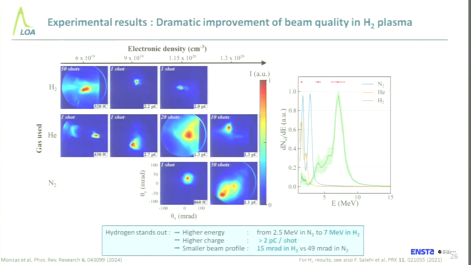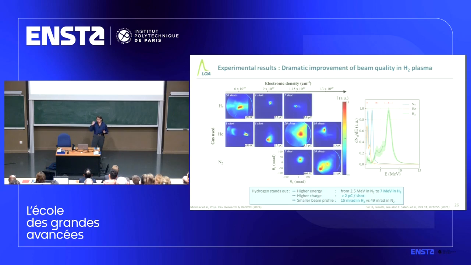So we did the experiments. Here are the results. So you have on the left the beam profiles of electrons accelerated with different gases. So the first line is for hydrogen, the second for helium, and the last one for nitrogen. And we also tested different configurations with different electronic densities. So at first sight, what you see is that using hydrogen, we have much smaller electron beams. Especially if you are looking around here, electron beams are really much smaller using hydrogen. Using helium and nitrogen, we have beam profiles that look kind of similar.